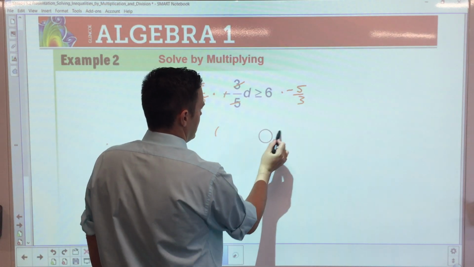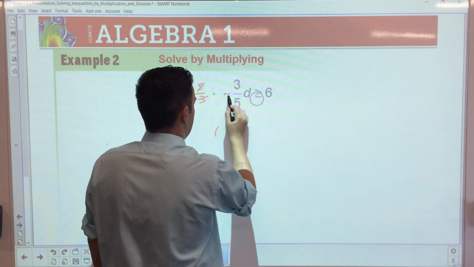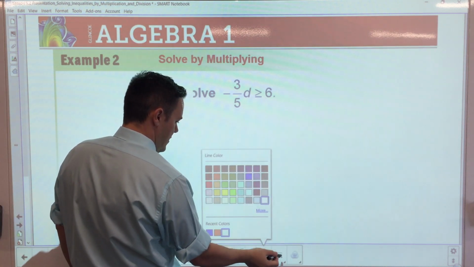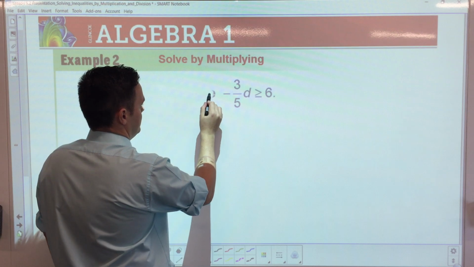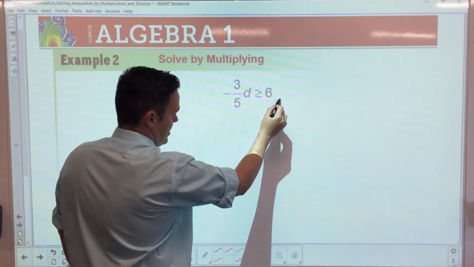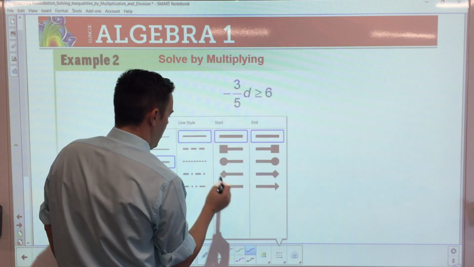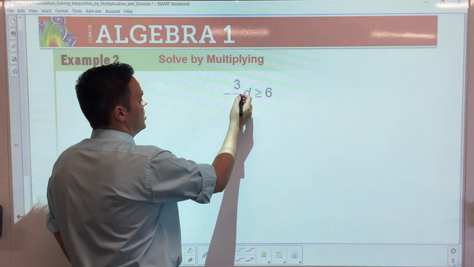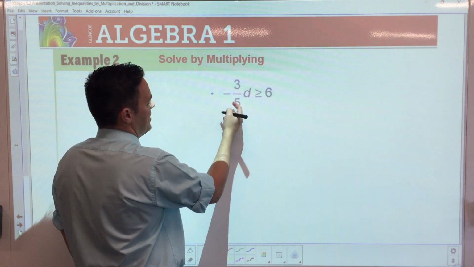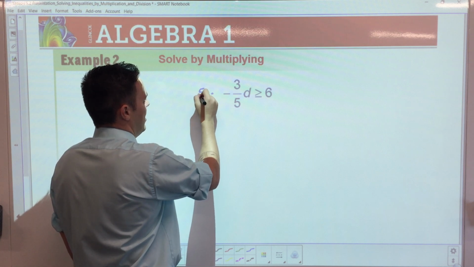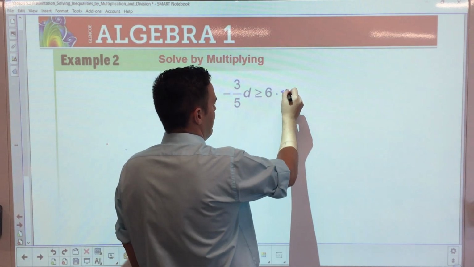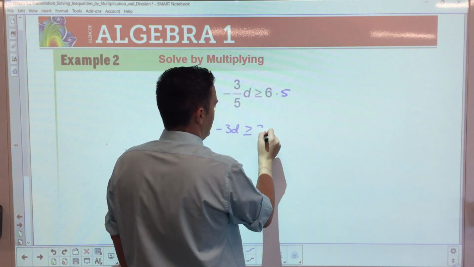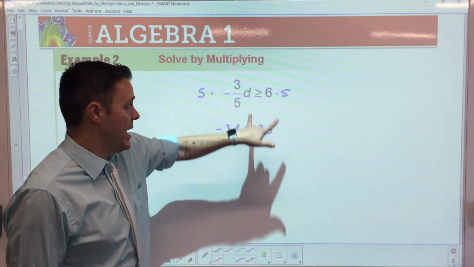So I'm going to show you guys the other way. If I set it up again, let me change it, get rid of that stuff. Now, this time I'm just going to multiply it the old school way that you guys do more than once. If I multiply by 5, it doesn't matter if I do a 5 or a negative 5. I'm just doing 5 this time. If I do that, it's going to cancel out. I'll get negative 3d is greater than or equal to 30. I don't change the sign because I multiplied by a positive number.